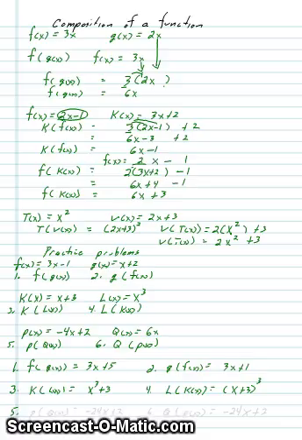Problem number 5, p of q of x is negative 24x plus 2. And problem 6, q of p of x is negative 24x plus 2.